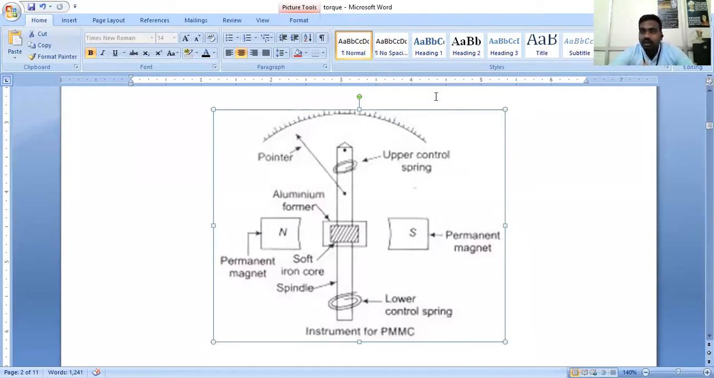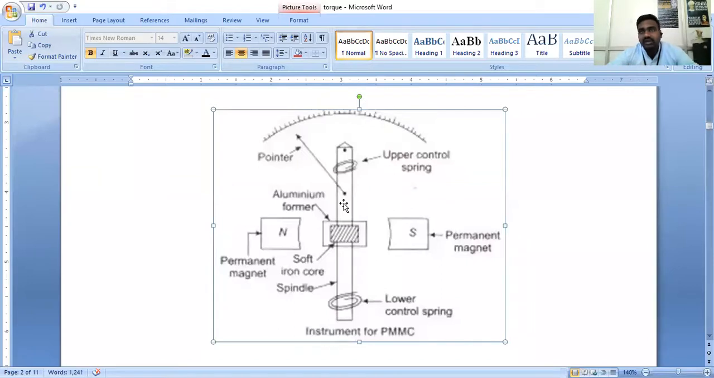That means the pointer rotates about a particular axis because we are placing the current carrying conductor in the presence of the magnetic field. Whenever the conductor starts rotating, twisting at a particular speed, the pointer starts its deflection. So how is this conductor conducting the current?